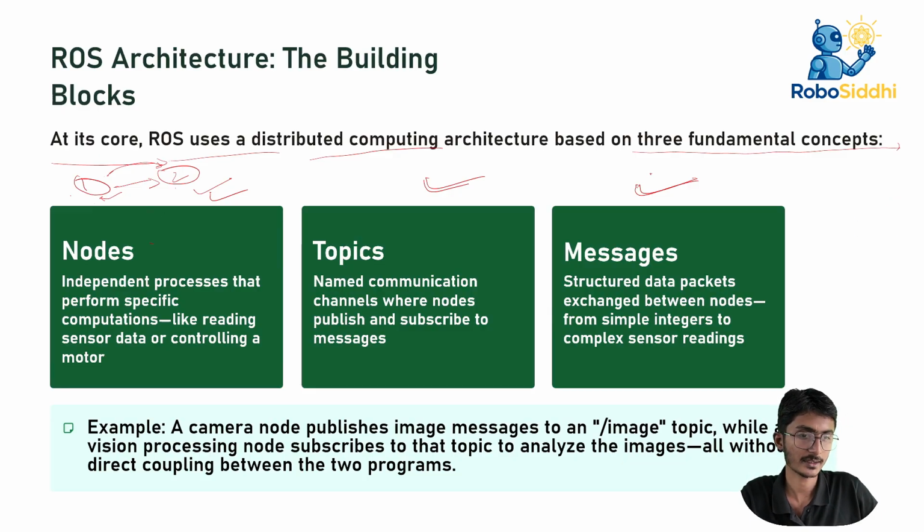And what is a message? It's going to be in the form of data packets. What is a data packet? Digital communication includes data packets. Data is transmitted in the form of packets. Now, what is a topic? Topics are named communication channels where the nodes are publishing and subscribing to messages.